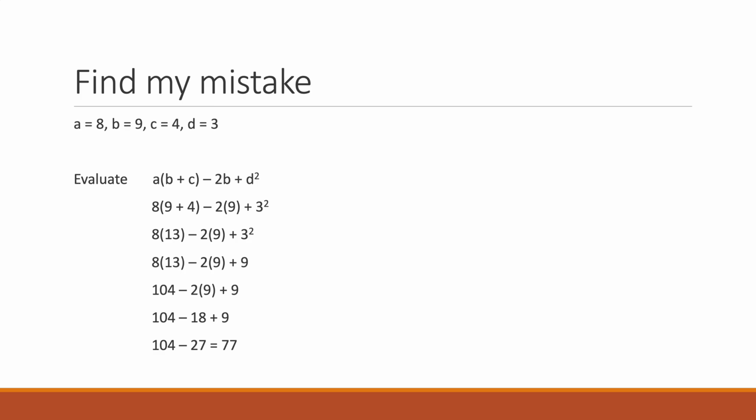With addition and subtraction, also the same with multiplication and division. Once you are down to just those steps to do, you simply go left to right. So what I should have done first was done 104 minus 18. 104 minus 18 is 86, and then added 9 to get up to 95 instead of 77.